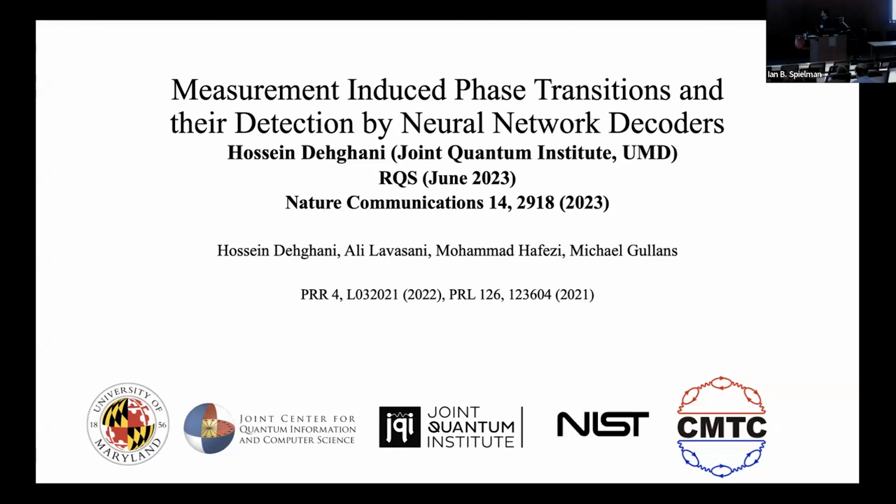So today, as was mentioned, I'm going to talk about measurement-induced phase transitions and their detection by neural network decoders. This work has been done in collaboration with these people, and I'm going to mainly talk about this publication that recently came out. Given time, I would say a few words about these other works, which are also about measurement-induced phase transitions.